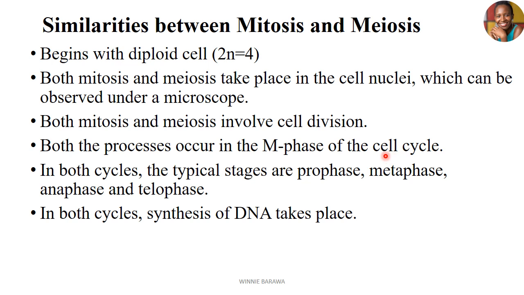And both processes occur in the M phase of the cell life cycle. So just to remind us, the cell life cycle had several phases. We had the mitotic phase and the interphase. And in the mitotic phase is where the cell division processes happen. And in both cycles, we have the typical stages of prophase, metaphase, anaphase, and telophase. And in both cycles, synthesis of DNA has to take place. This is where we are saying that before the cell divisions occur, DNA replication in both of them has to take place.